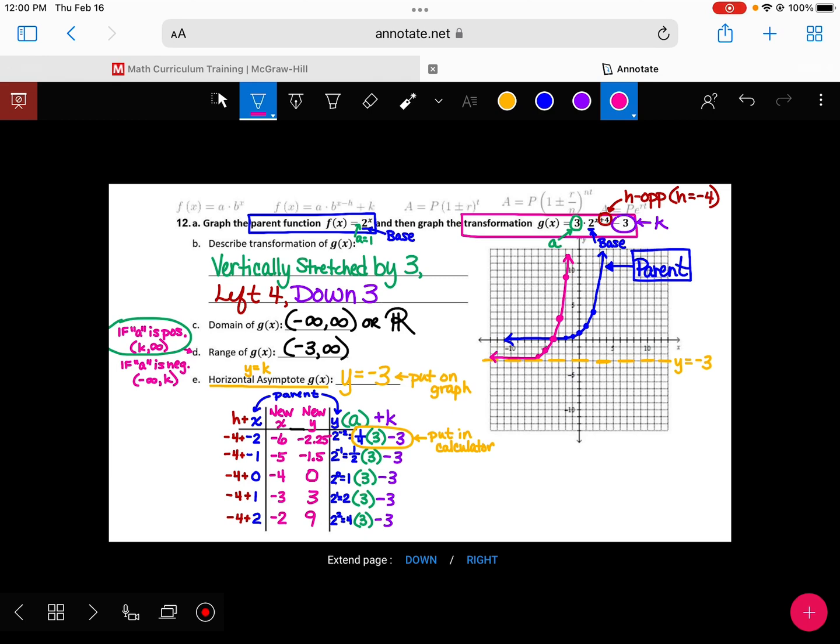Yes, sir. For the range, you said A goes right here. No, that's not your A, that's your K. If you look at what I have written in pink off to the side, if your A is positive, then it's going to be K to infinity. And if your A is negative, then right here is going to be negative infinity and K would go on this side. So it can be like 3 to infinity, right? It could be 3 to infinity, yeah.